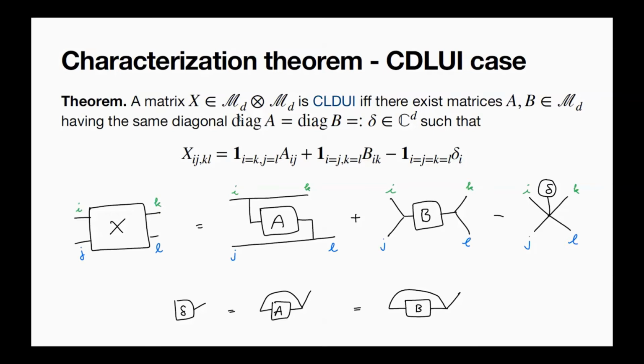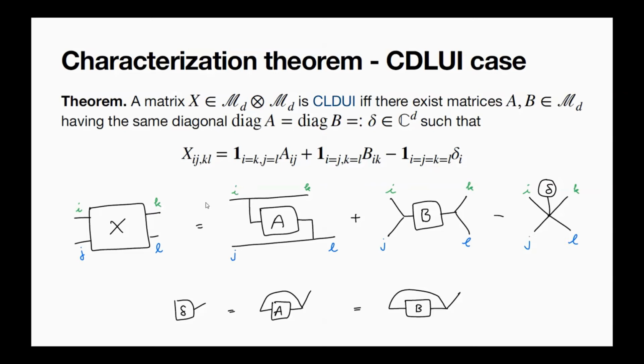So remember, CLDUI means that (u ⊗ ū) x (u ⊗ ū)† = x for all diagonal u. And a matrix X has the symmetry if and only if there are two matrices of dimension d. What's important here, remember that X is a bipartite matrix, so it has size d squared. But symmetric X's are parameterized by two d by d matrices, so smaller matrices. They need to satisfy this technical condition that they have the same diagonal, which I call delta. And if you like coordinates, you can write the entries of X in terms of the entries of A and B like that.